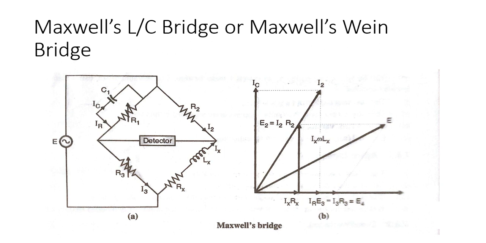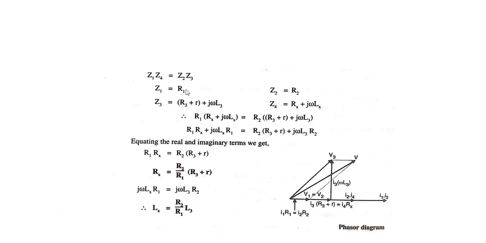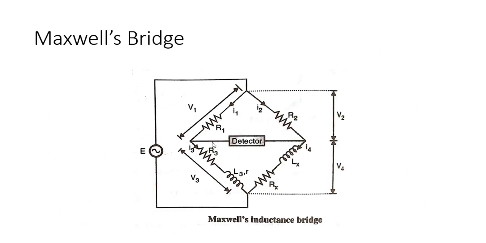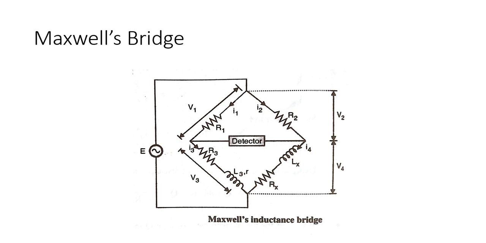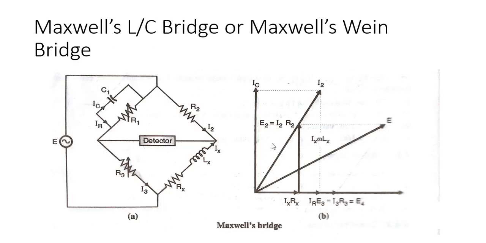So again I am repeating, it is also called Maxwell's Wien bridge. Okay, so if in the exam it is asked for Maxwell's LC bridge or Maxwell's Wien bridge, then you have to explain the same diagram, and if they ask only for Maxwell bridge, you have to concentrate on this Maxwell's inductance bridge. Okay, now some modification is done. See carefully, if you see this Maxwell's bridge, it will look something like this, and if you see Maxwell's LC bridge or Maxwell's Wien bridge, you will get a diagram like this.